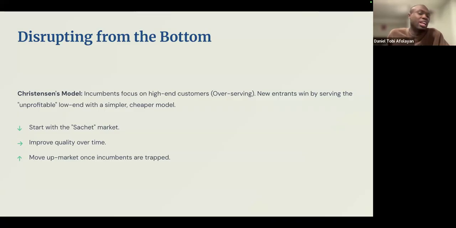Because the high-end customers, when I see new people say, oh, I want to target the luxurious market. It's good, you can, but there are a lot of people targeting them because they help the bottom line. For you, you have to first try to serve the people that look unprofitable for now, because they can even be your test case. So you have to test them with a very simple, cheaper model. Start with the sachet market.